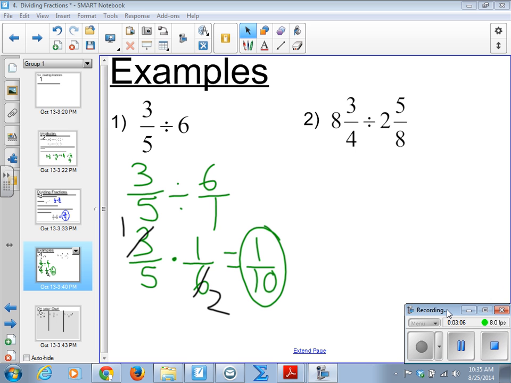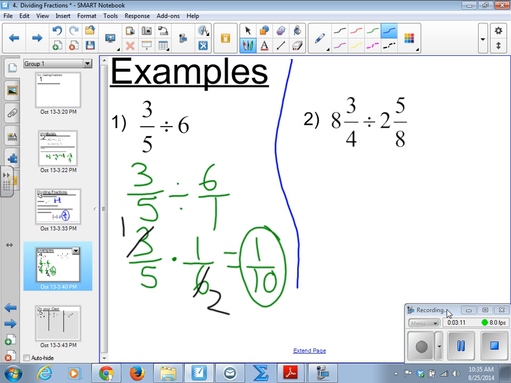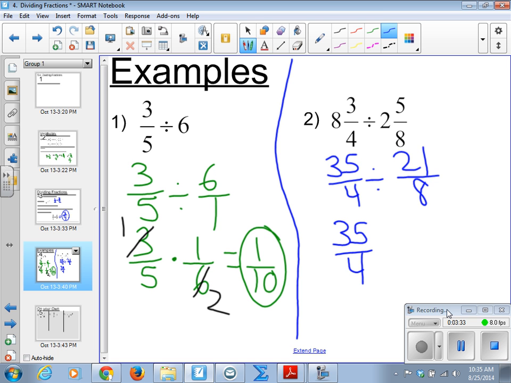This one, we've got 8 3/4 divided by 2 5/8. From our multiplying lesson, we know our best way to go here is to turn these both into improper fractions. 8 3/4 becomes 35/4. 2 5/8 becomes 21/8. Now we go ahead and do our stay the same, turn to multiplication, flip the second one. Kind of big numbers here. We're going to look for anything we can do to simplify.